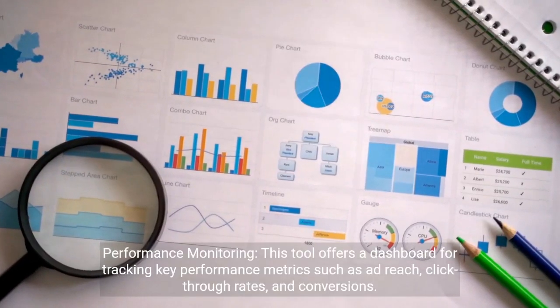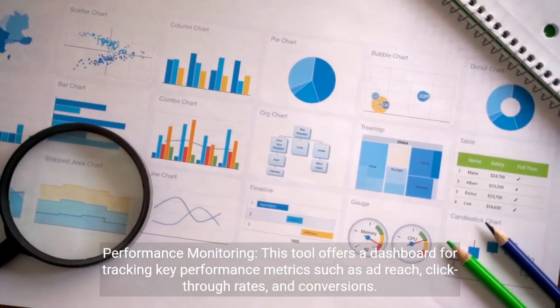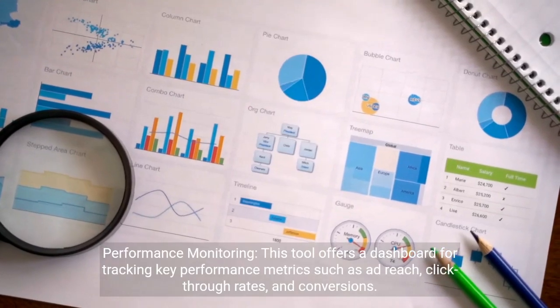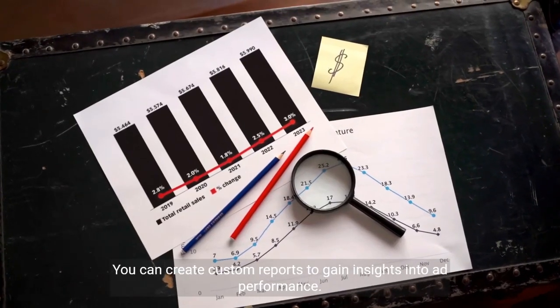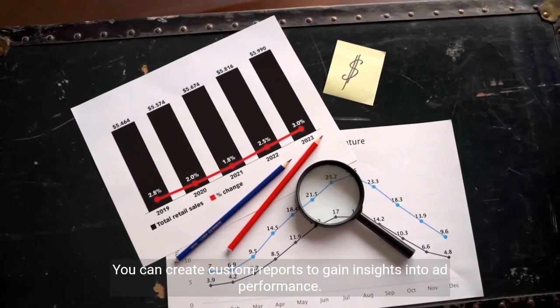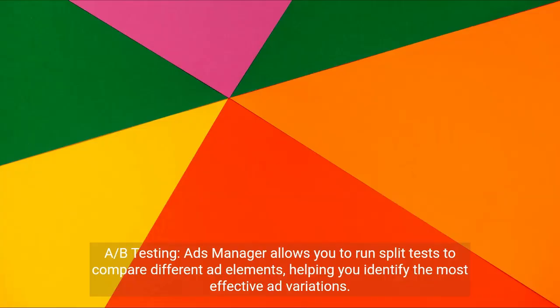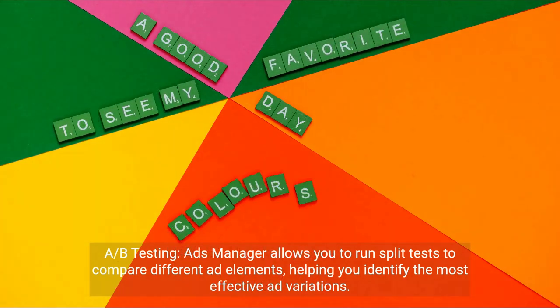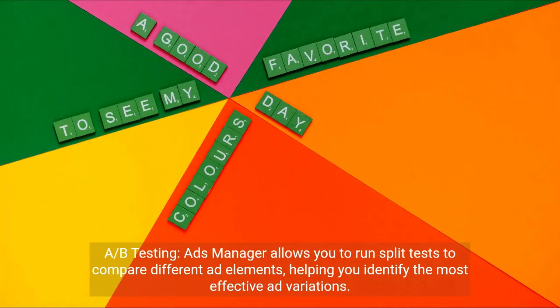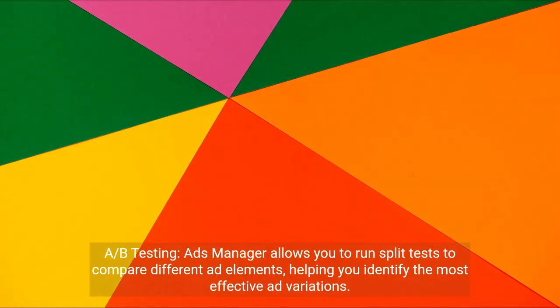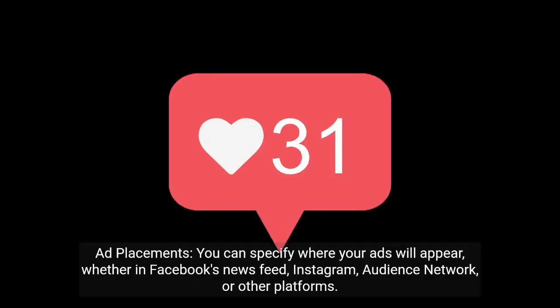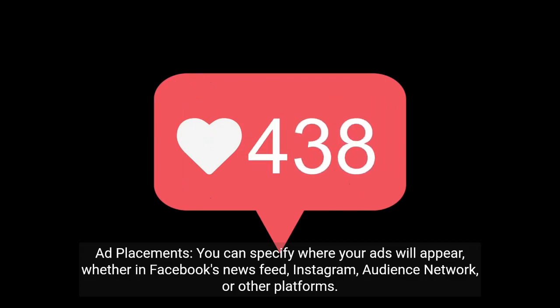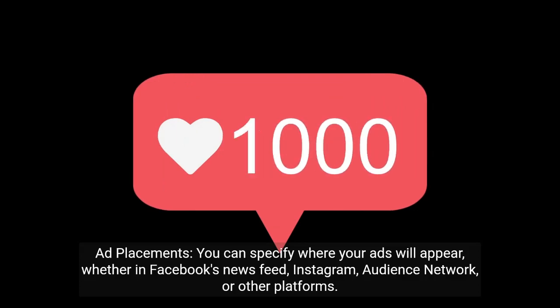Performance monitoring. This tool offers a dashboard for tracking key performance metrics such as ad reach, click-through rates, and conversions. You can create custom reports to gain insights into ad performance. A/B testing. Ads Manager allows you to run split tests to compare different ad elements, helping you identify the most effective ad variations. Ad placements. You can specify where your ads will appear, whether in Facebook's news feed, Instagram, Audience Network, or other platforms.